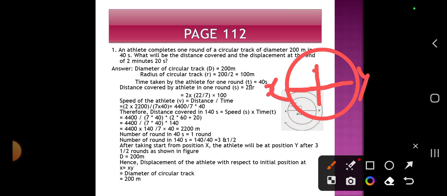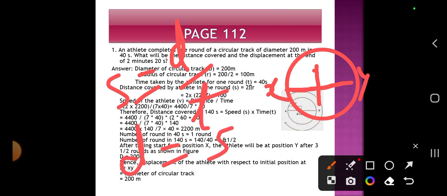This 140 seconds is there because the time given to us is 2 minutes 20 seconds. We will convert this, because 1 minute is 60 seconds, so 2 minutes 20 seconds will be 140 seconds. So distance covered in 140 seconds is speed into time, because we know that speed is equal to distance upon time. So to find the distance we have speed into time. Got it?